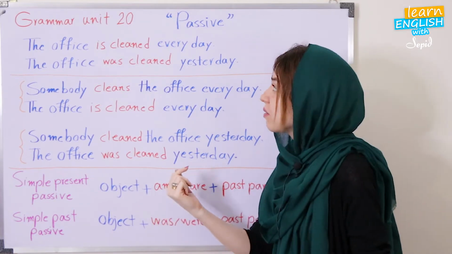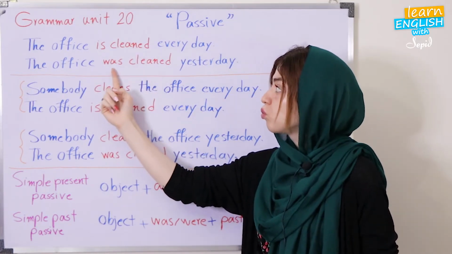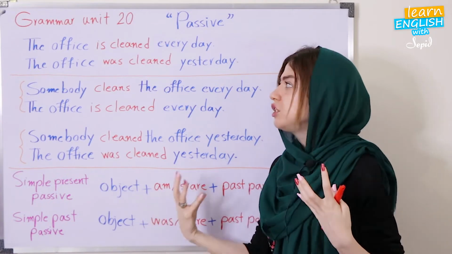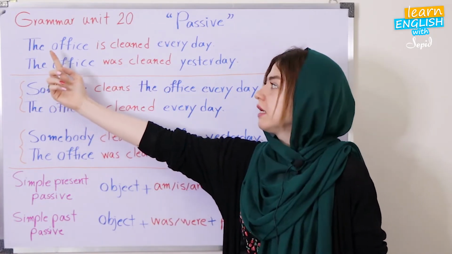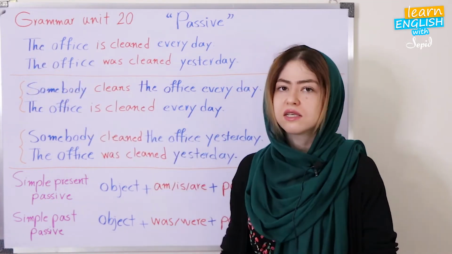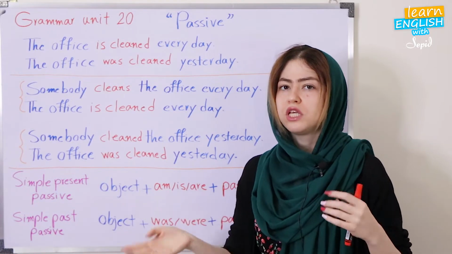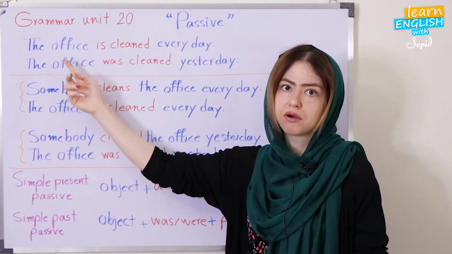So this is something unusual. Is plus past participle, was plus past participle. Another unusual thing here is that we are not talking about a person. So I, you, he, she, Mary, Jack, John. We don't have such a thing here.